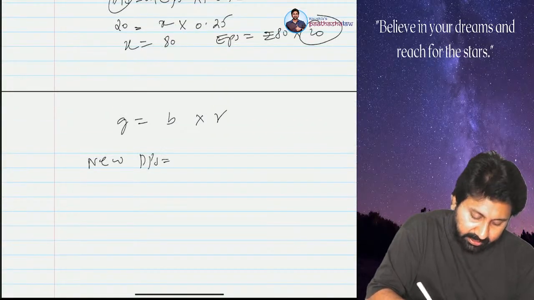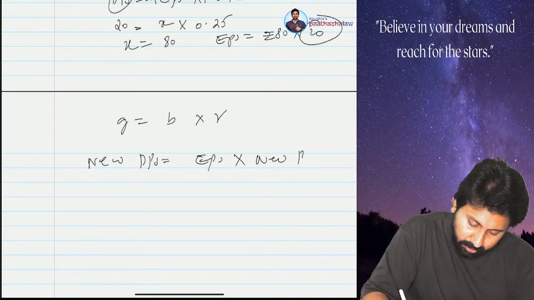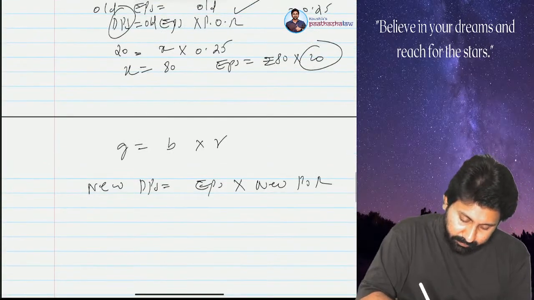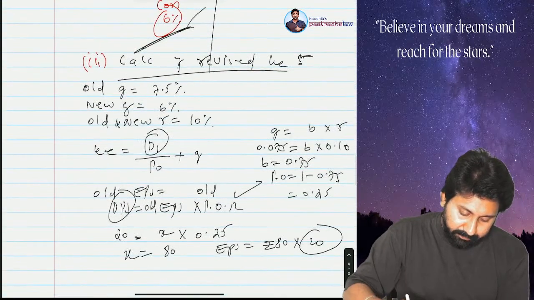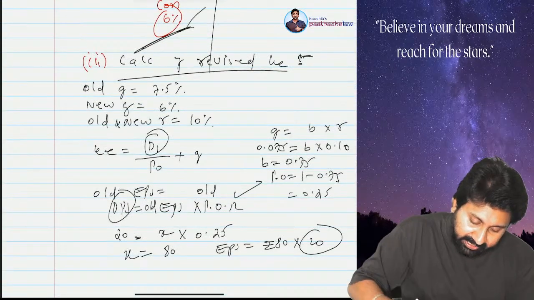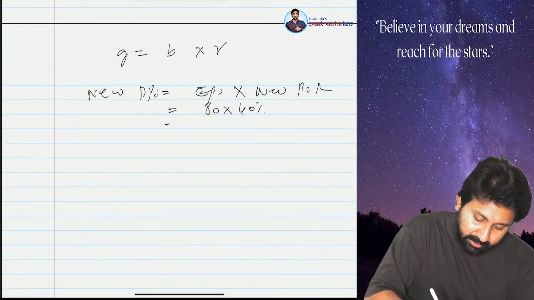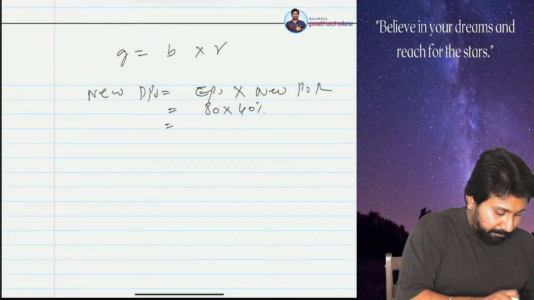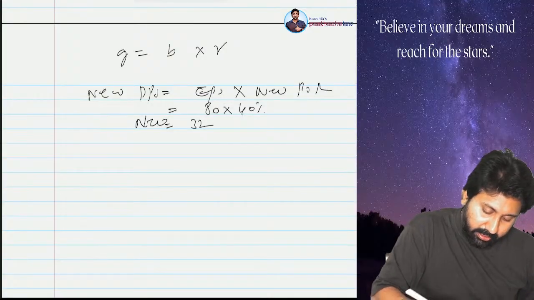So now new DPS equal to EPS into new payout ratio. EPS 80, new payout ratio. Now the retention changed to 60. Payout is 40%. 80 into 40%, 32. So this is the new DPS.